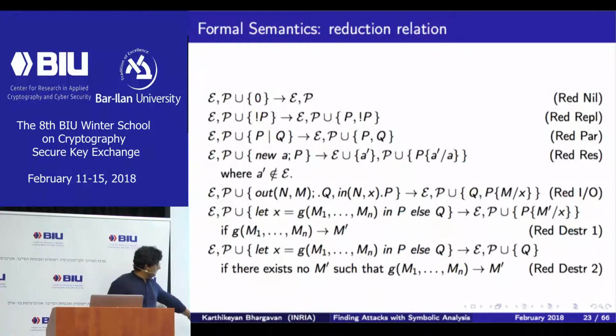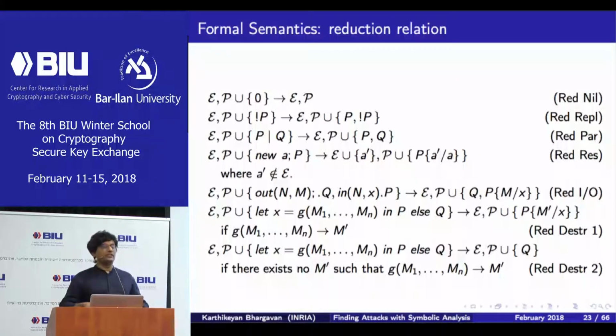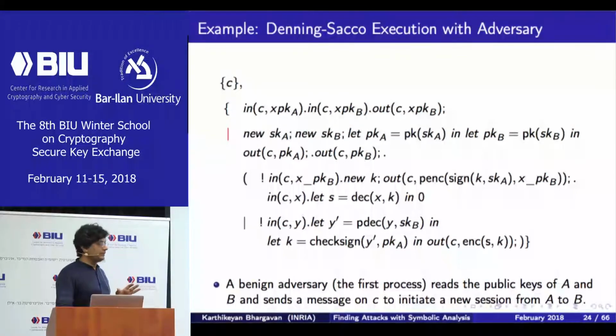Similarly, if you have a destructor application, and if the thing that you're applying it to actually matches the destructor rule, then you're allowed to simplify it. And if it does not match the destructor rule, you go in the else case. And that's it. So these are all the rules by which a configuration in ProVerif can evolve over time. Okay? So let's take an example.